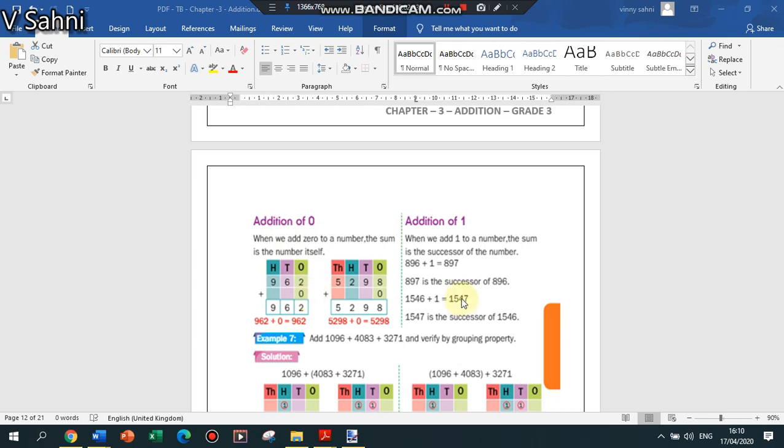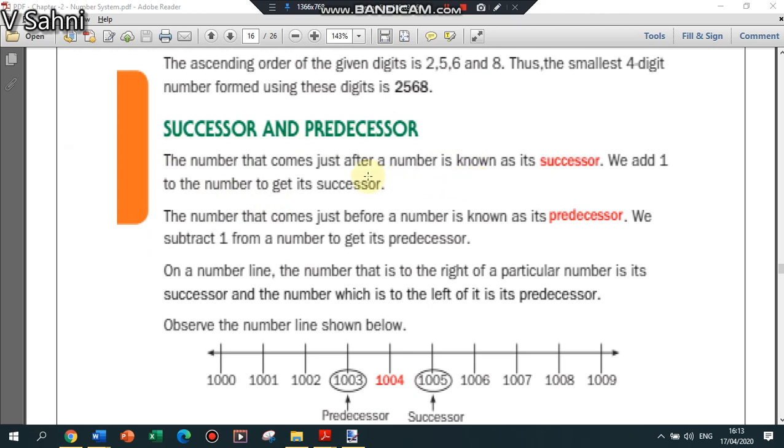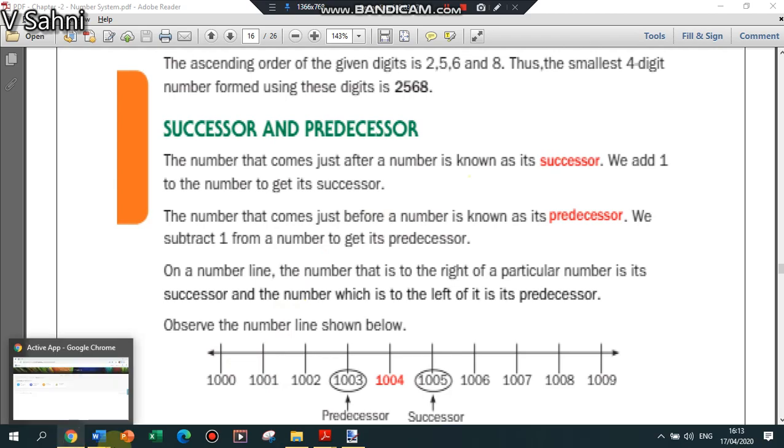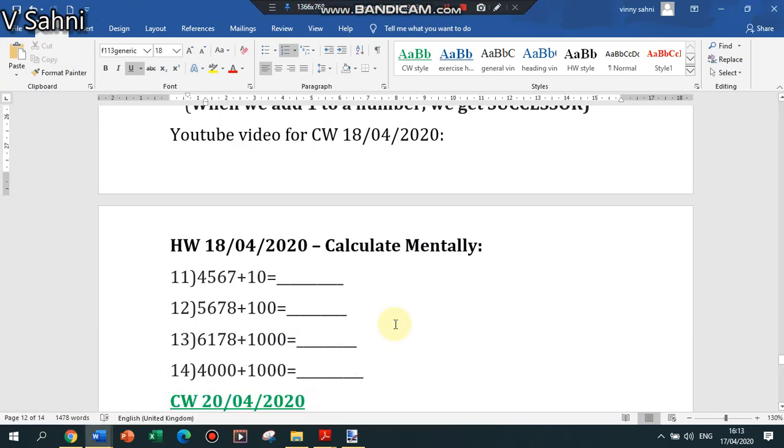Addition of 1. If you remember, I have taught you successor and predecessor in the last class in chapter number 2. Do you remember this concept? Just to show you a reference, I have opened chapter number 2 in the textbook here, successor and predecessor. The number that comes after is called successor, the number that comes before is called predecessor. And in order to calculate the successor, you will simply add 1 with the number. Right? So going back to our lesson, we were discussing successor and how to calculate successor.